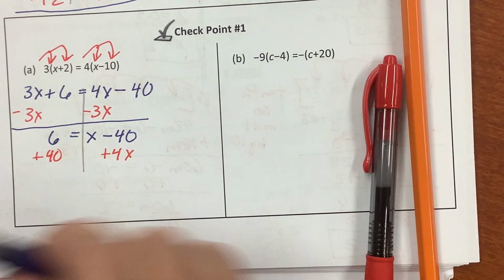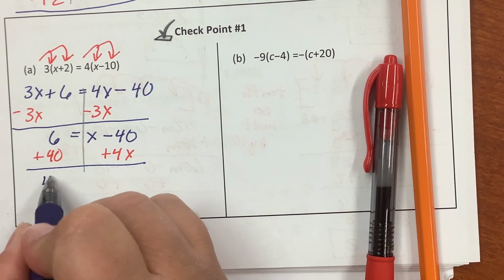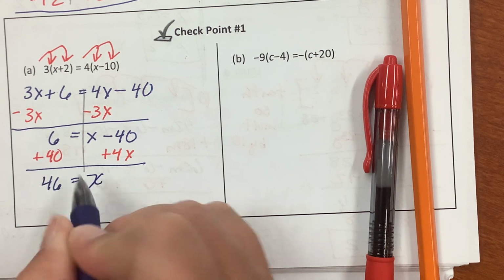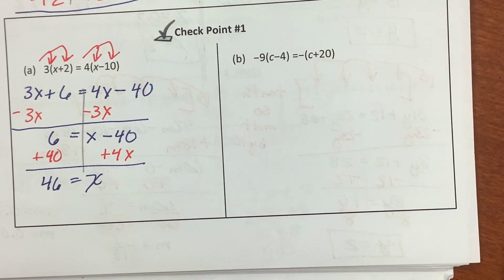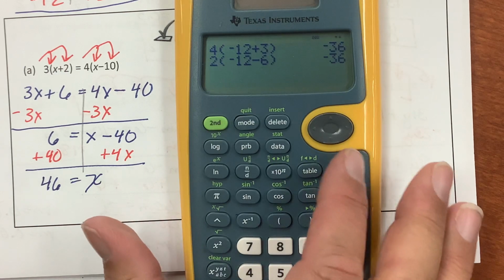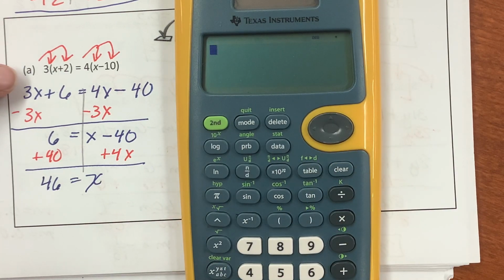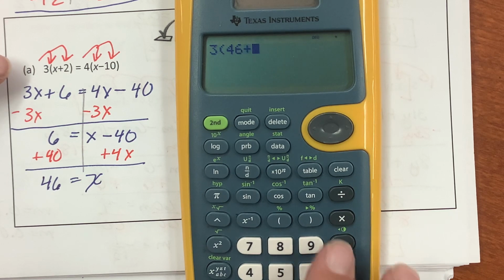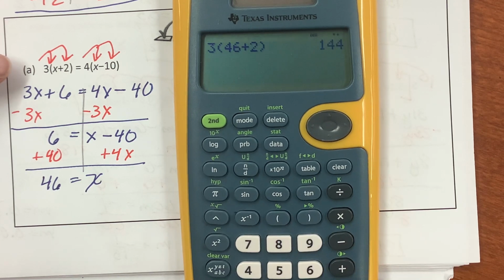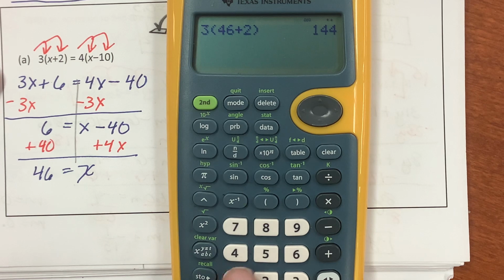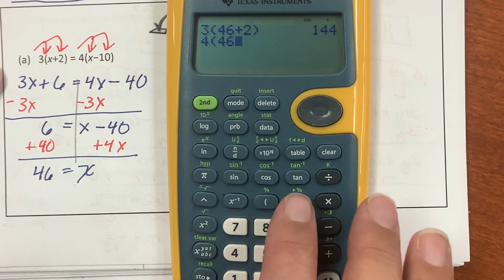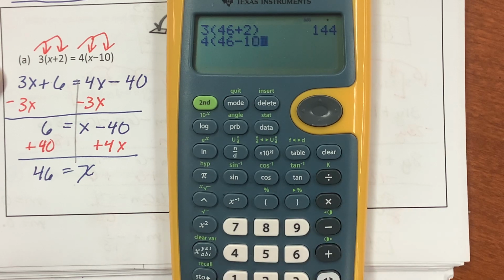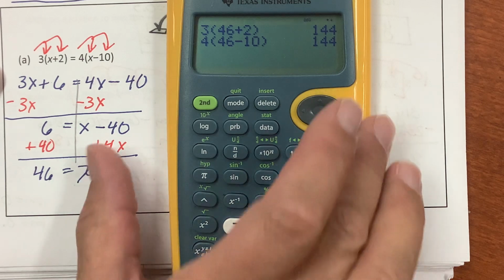And 6 plus 40 is 46 equals x. Now, let's go back and check that using a calculator. Clear it. 3 times (46 plus 2) is 144. 4 times (46 minus 10) is still 144. So that checked. I did it right.